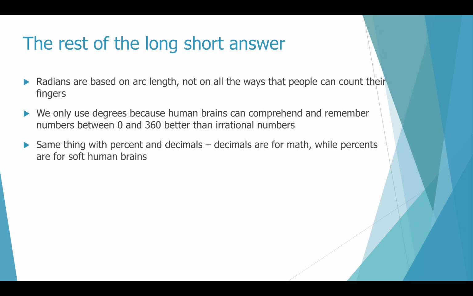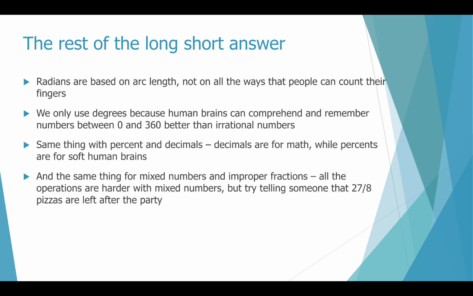Same thing with percent and decimals. Decimals are for math or math approximations, while percents are for soft human brains. Fractions are better for all-round math, though not better when we talk to people. The same thing for mixed numbers and improper fractions. All operations are harder with mixed numbers, but try telling someone that 27/8 of a pizza are left after a party and you'll get the idea.